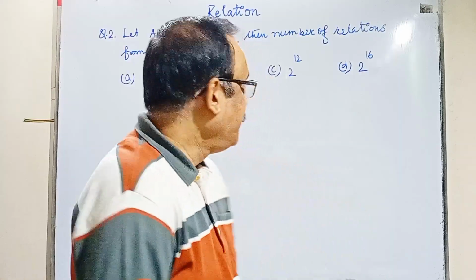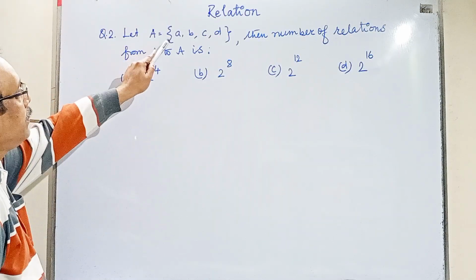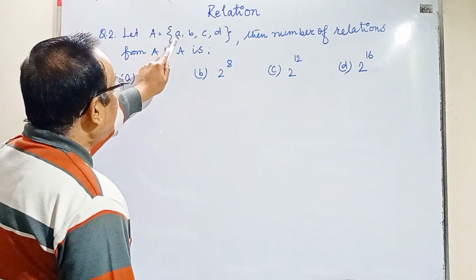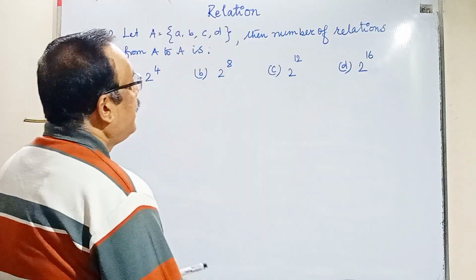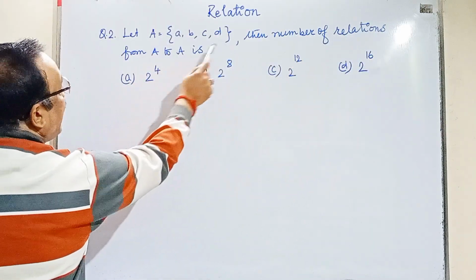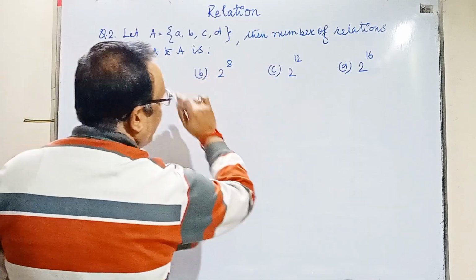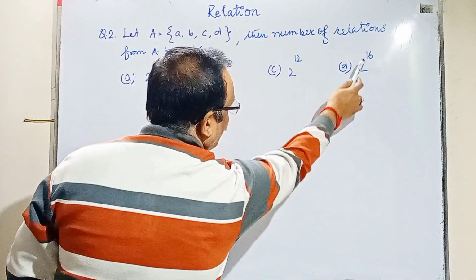So my next question, question 2. Let A be a set containing 4 elements a, b, c, d. Then the number of relations from A to A is: 4 choices: 2 to the power 4, 2 to the power 8, 2 to the power 12, 2 to the power 16.